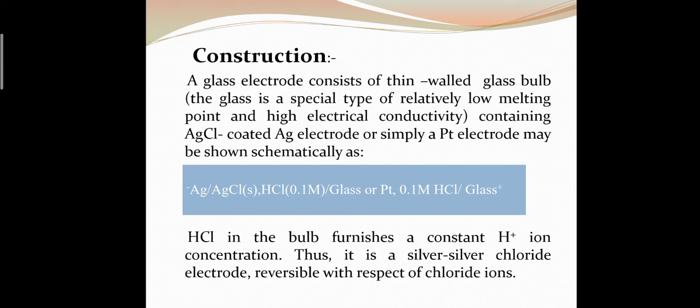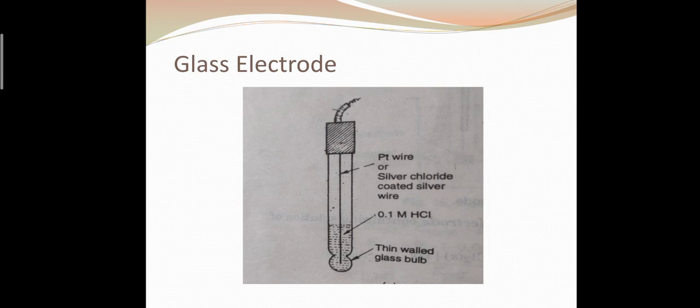The base of the glass electrode will be acting as a cathode and the electrode will be acting as an anode. HCl in the bulb furnishes a constant H plus ion concentration. Thus, it is a silver-silver chloride electrode, reversible with respect to the chloride ions. It has the exchanging capacity with the H plus ions. See, this is the simple diagram of the glass electrode that we studied in the earlier slide.